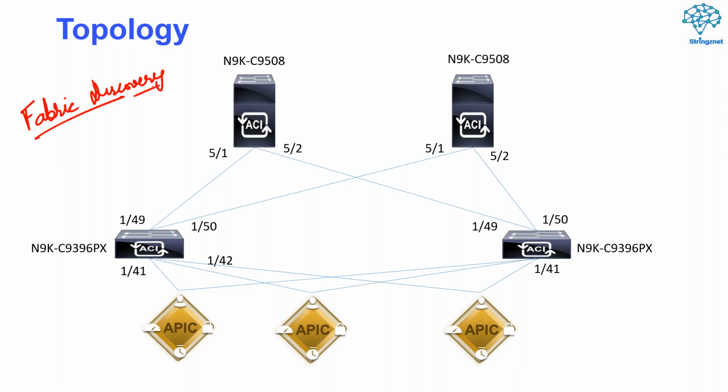What is the objective of this lab? The lab will be given to you with all the physical connectivities between the spine switches, say spine 1, spine 2, leaf 1, leaf 2. Physical connectivity will be done. These blue lines will be drawn. The APIC controllers will be connected to the leaf switches. Hope you can see that the APIC controllers are connected only to the leaf switches.